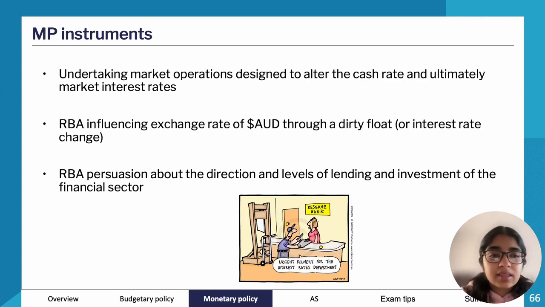And there's the RBA's persuasion about the direction and levels of lending and investment of the financial sector. Again, it's more like when you speak about it. So when the RBA talks about changing the cash rate, that can actually cause a change in it. We'll talk about that a little bit later on.